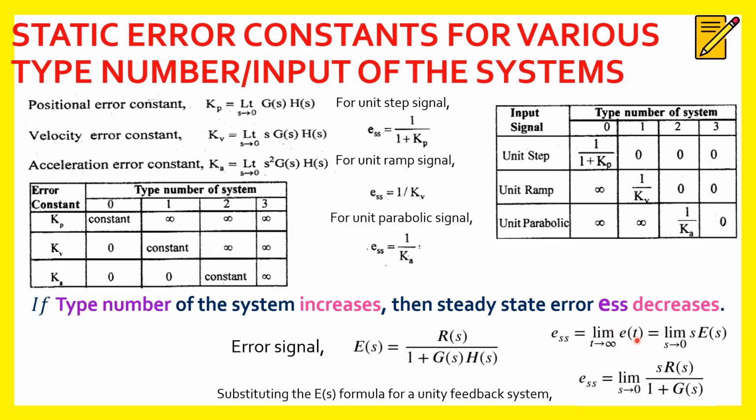Whereas if we know E of t, we can directly solve ESS. What is E of t? E of t is nothing but R of t minus C of t. R of t is the reference input in time domain, and C of t is the response in time domain. So either way, based on the given data, whatever information we have in hand, we can find the other parameters.